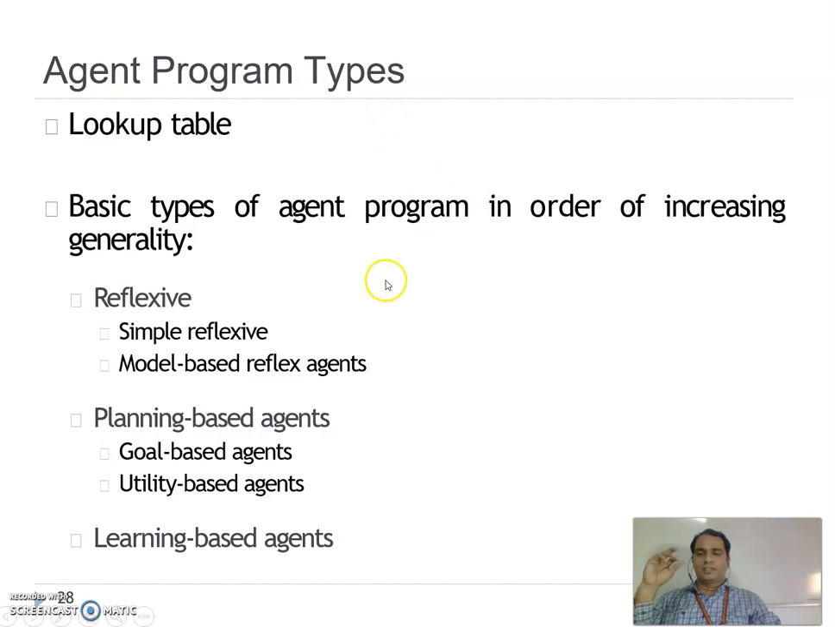That depends on the type of the agent. Agent program types can be a simple lookup table, which will have the sequences of conditions based on which it can take an action. And then we have these basic types of agent programs. In order of increasing generality, we have reflex agent types, which are simple reflex agents and model-based reflex agents. And then we have planning-based agents, which plan for future prospects, that is, a goal. So goal-based agents, then utility-based agents, and then learning-based agents, which learn from their experiences and improve their performance so that they achieve their ultimate prescribed goal.